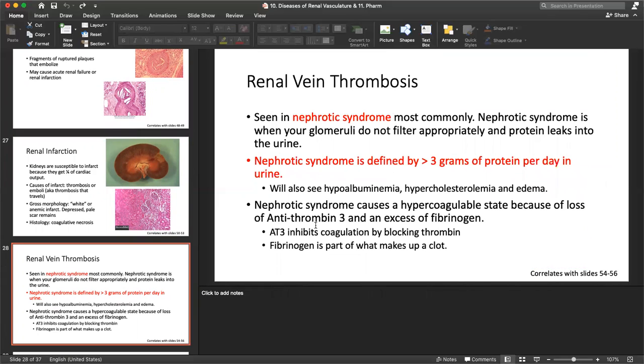Okay, thrombosis. This is seen in nephrotic syndrome. It's when your glomeruli don't filter properly, and protein leaks into the urine. We had talked before that we would learn about nephrotic syndrome. So just know that nephrotic syndrome is defined by 3+ grams of protein a day in the urine. You'll see low albumin, because albumin is a type of plasma protein, and a person is peeing it out. They're not able to retain any protein, so it goes out in the urine. They're going to have high cholesterol because there's no protein to carry it, and there's going to be edema.